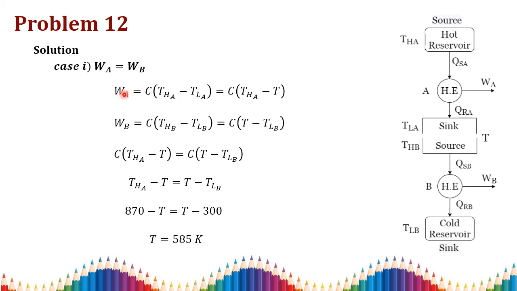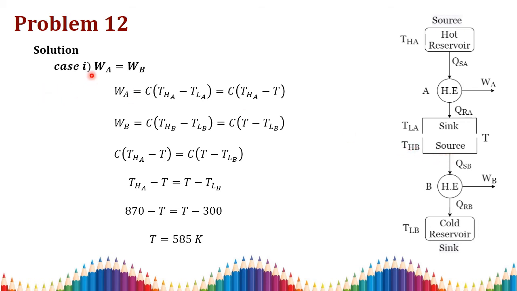So as we all know, in the first case we consider work done of A is equal to work done of B. So work done is equal to QS minus QR. So heat is a function of temperature. So we can write a constant times temperature, that is, work done is equal to constant into THA minus TLA, which is equal to constant into THA minus T, because T is equal to TLA here. Apply the same to your heat engine B for work done. Work done is equal to constant into THB minus TLB, which is equal to C into T minus TLB, where T is equal to THB here.